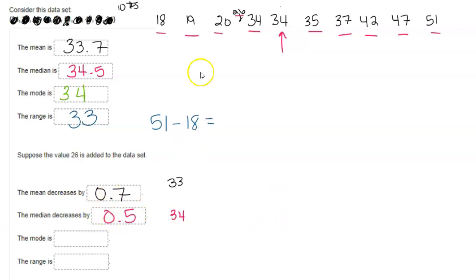The mode didn't change. 34 is still my mode. And my range isn't going to change because my biggest number and my smallest number didn't change either. Oops, sorry, it's not 51. My brain. Woo, it's still 33. That didn't change at all. We just had to add in another number.